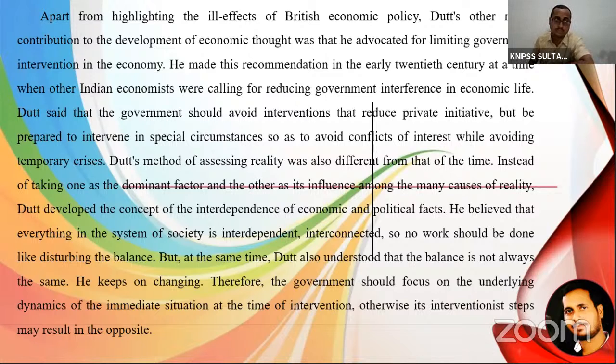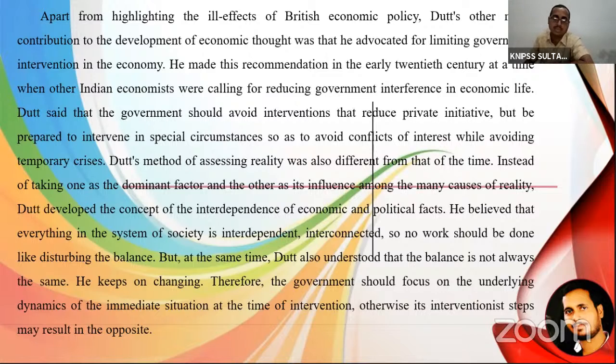Students, Datta's method of assessing reality was also different from that of his times. Instead of taking one cause as the dominant factor and the other as an influence among the many causes of reality, Datta was a keen observer of both sides, so both causes and influences are clarified. Datta developed the concept of the interdependence of economic and political facts. On one side he was a great economist, and on the other he introduced a keen political view for administration.